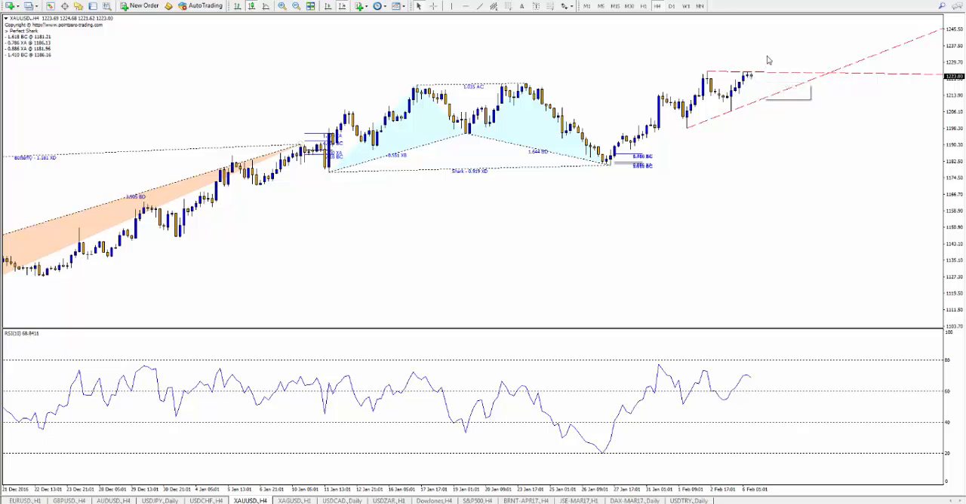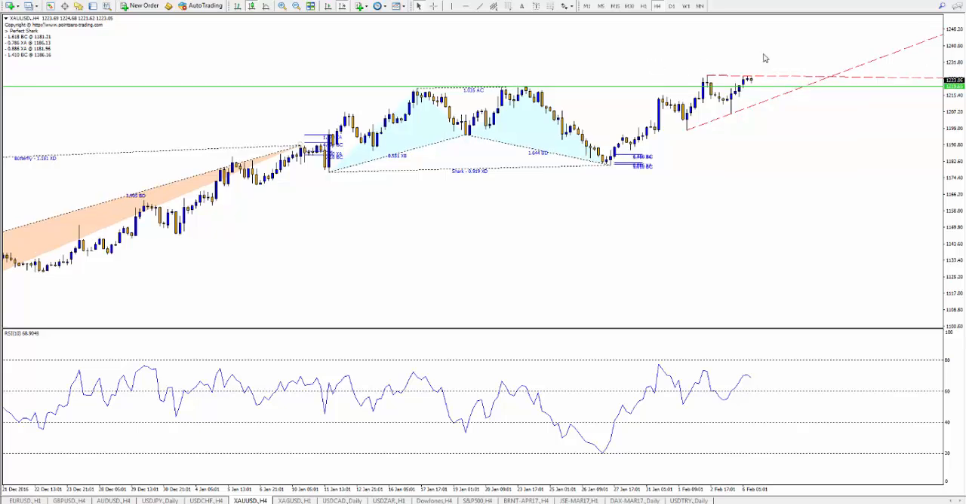Alright, if it breaks above, you definitely want to keep following that long, because it broke above that level there. So we just want to make sure, if it sticks around here and then breaks out, you have an opportunity to continue to follow that up, possibly to around 1,240, I'd say, around there.